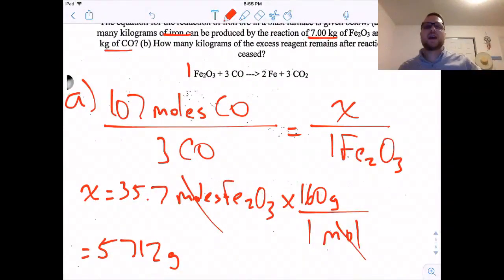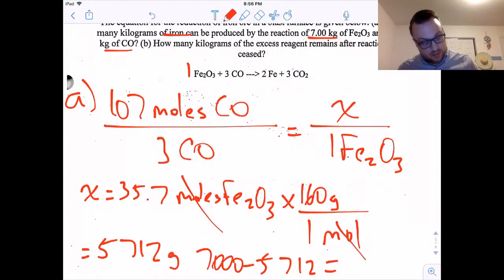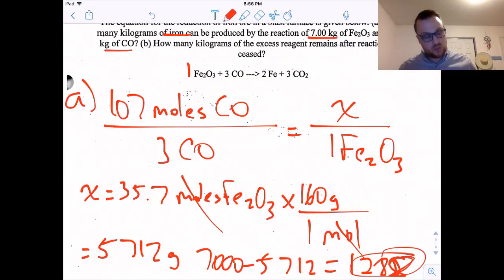Based on the question, it said we had 7,000 grams of iron 3 oxide available. So if you take 7,000 and subtract from that 5,712, you'll get 1288. That's 1288 grams of iron 3 oxide not reacted. So just sitting there.